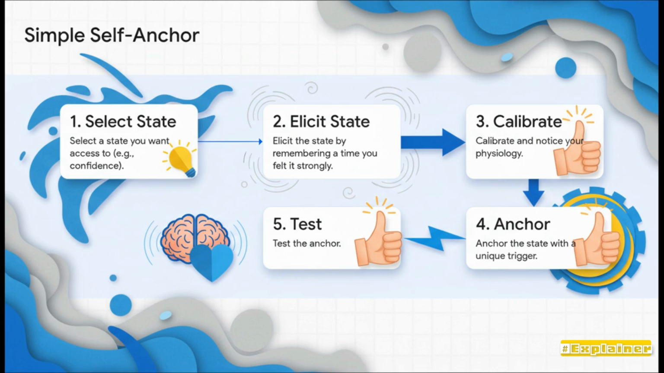Now test it. Just apply the trigger. Squeeze your thumb and forefinger again. If you did it right, you should feel that rush of confidence come flooding back. You just installed your own shortcut.